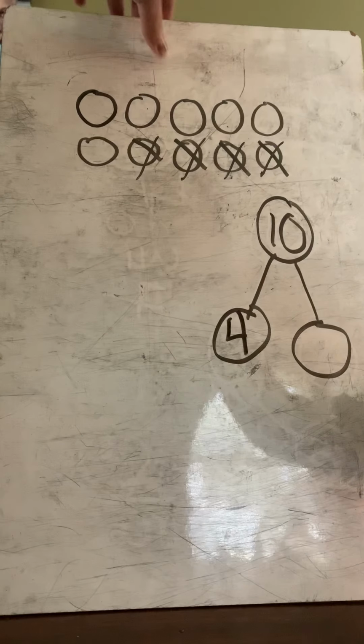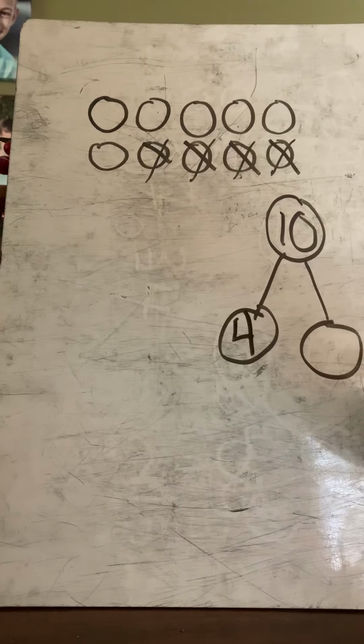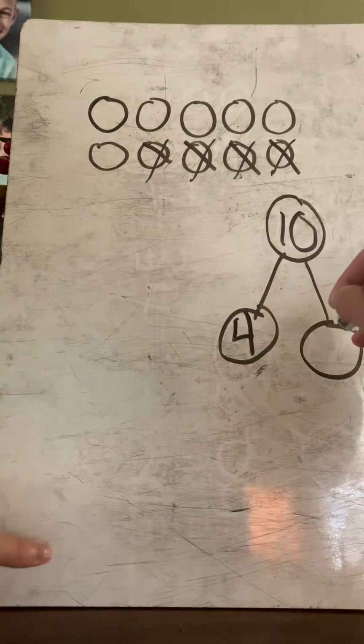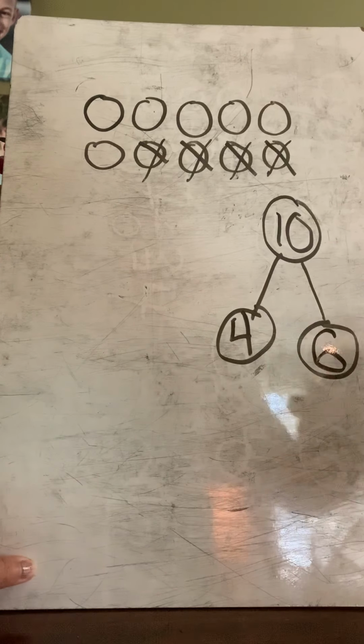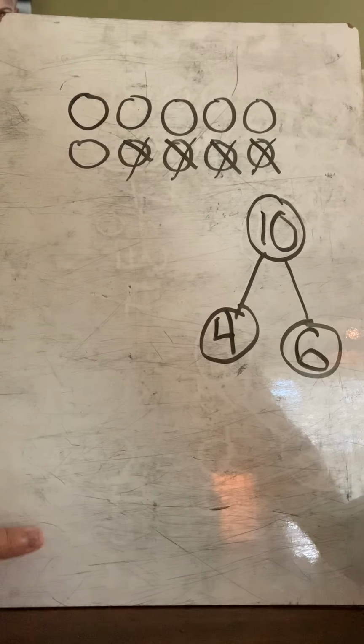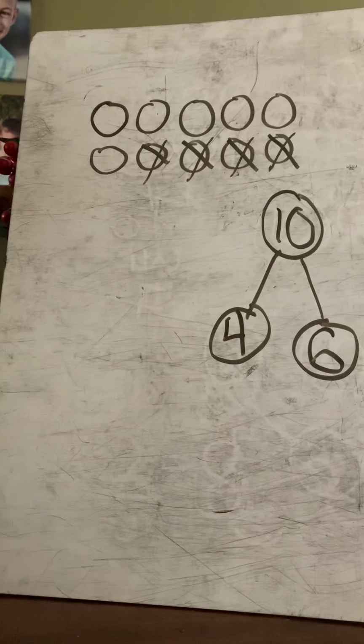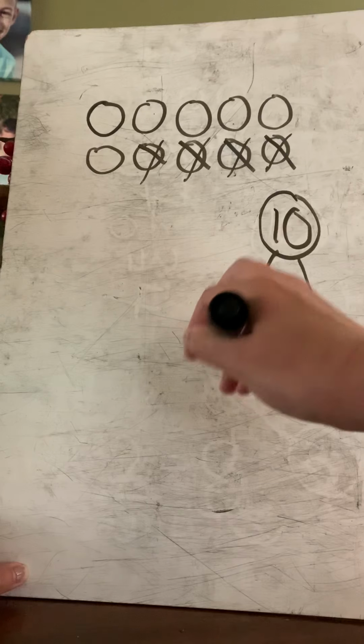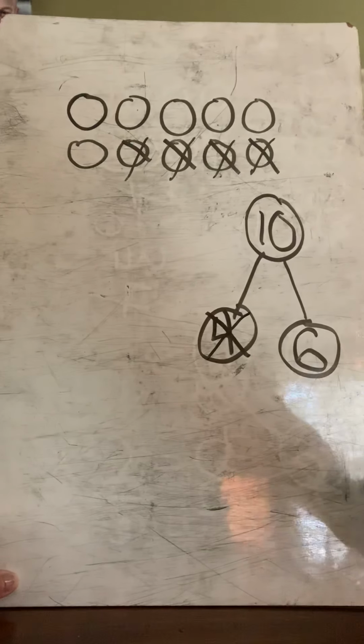Now look at your picture. How many cars do we still have left? Great. 6. Go ahead and make the number 6. Now what I want to do is put an X on the part we took away. Which part did we take away? 4. Good job.